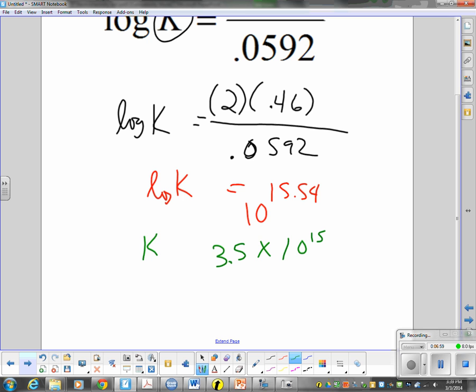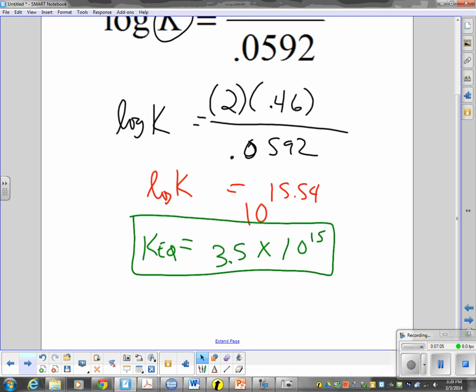Which again makes sense because we said the reaction was spontaneous, which means it's thermodynamically favored, which means it happens, which means we would end up with a lot of products and very little reactants. So I would expect my Keq value to be very large, so past 1. So 3.5 times 10 to the 15th is a very large Keq number, which makes sense, which ultimately tells me that I'm on the right track because I know the reaction's spontaneous, so it will go very far forward, making lots of products and very little reactants.